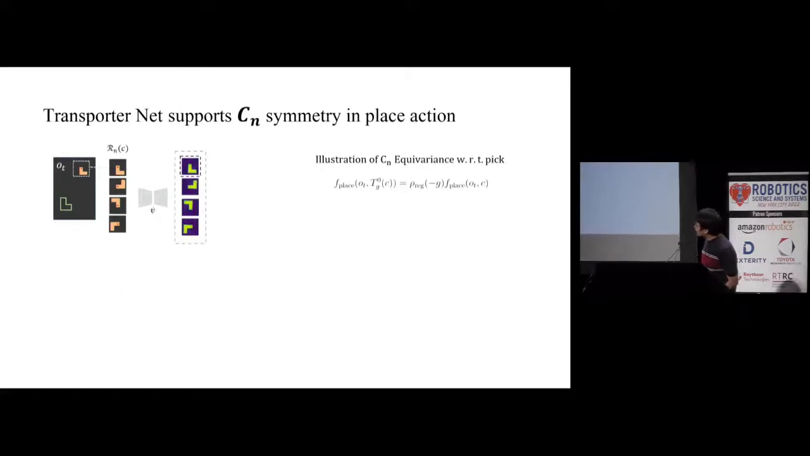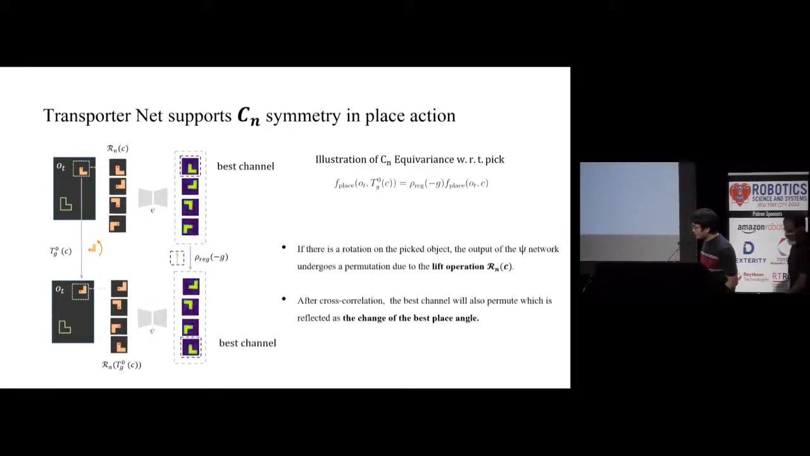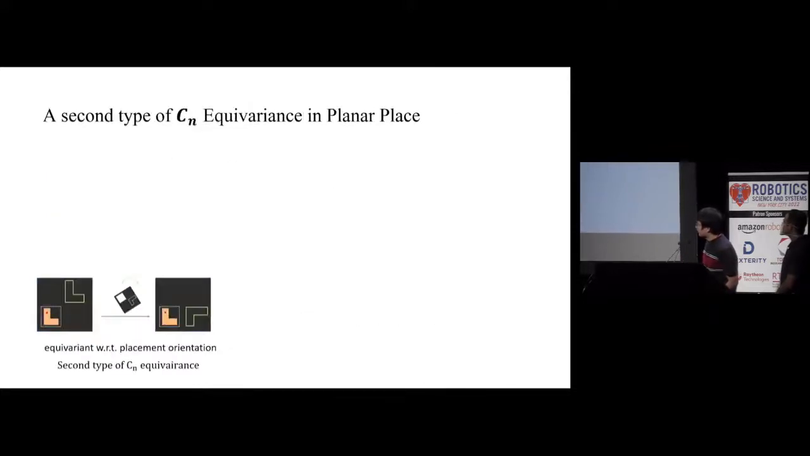So if there is a rotation on the picked object, the output of the sign network will undergo a permutation due to the lift operator. And after cross-correlation, the best channel of the place features will also permute, which is reflected as the change of the best place angle. It indicates the learned place knowledge could be generalized to rotations on the picked object. But Transporter Net cannot generalize the learned knowledge to rotations on the placement.